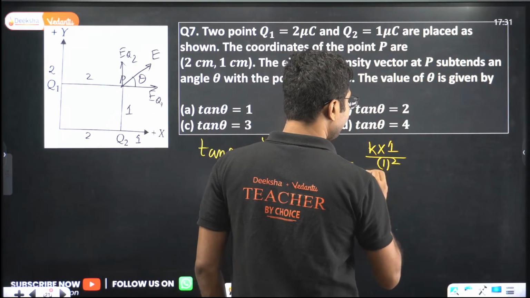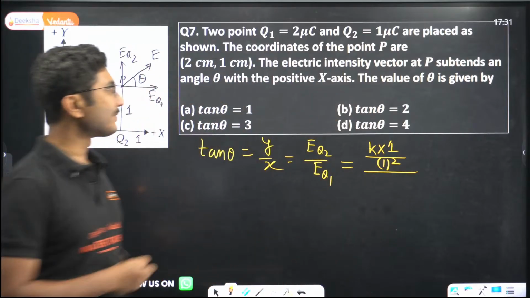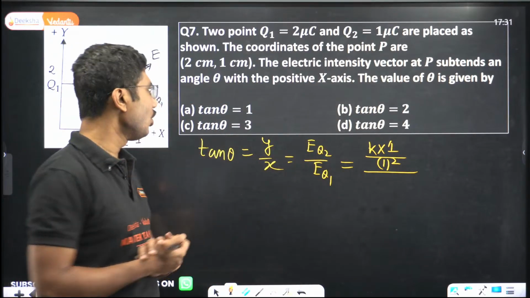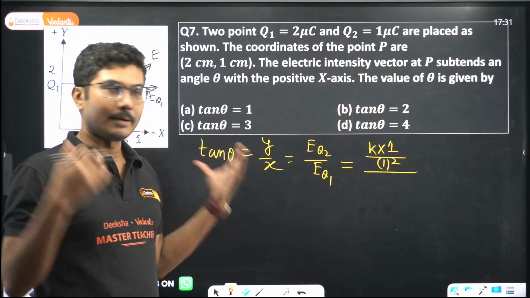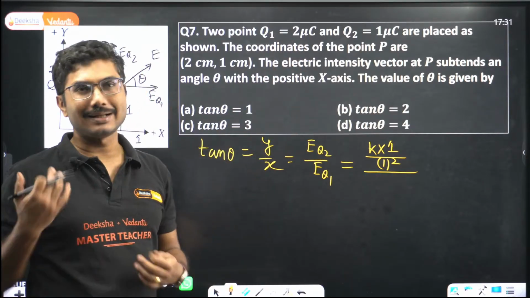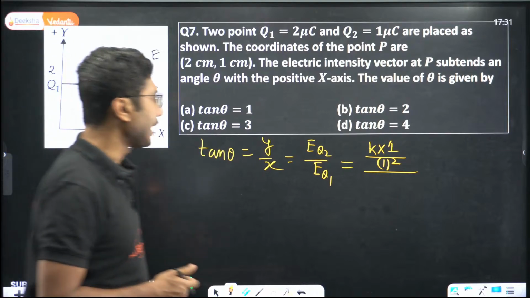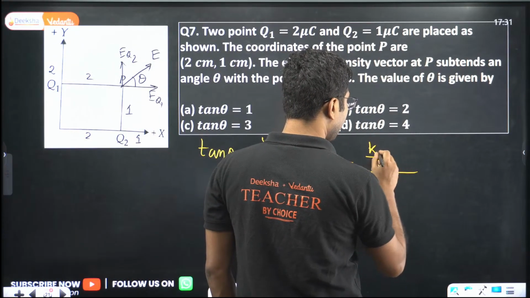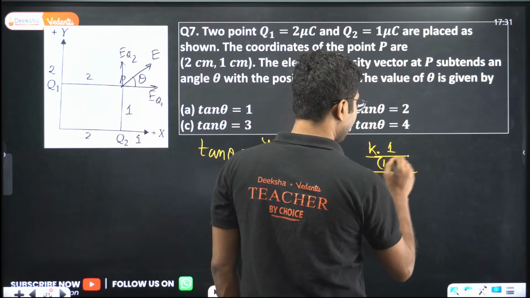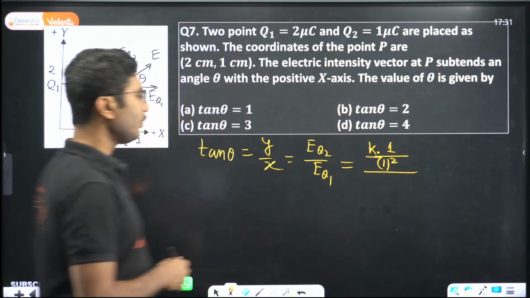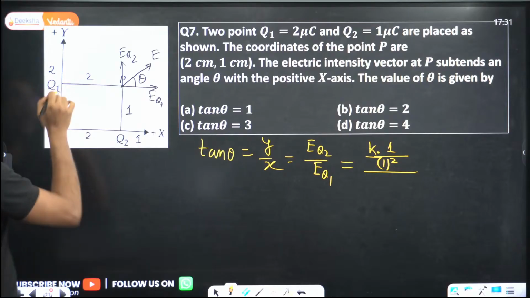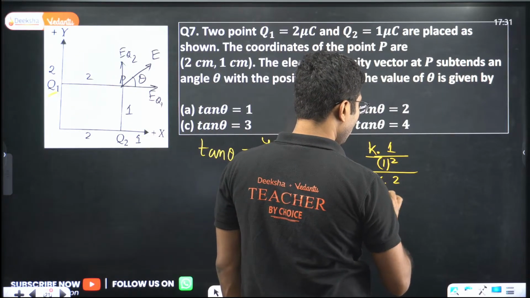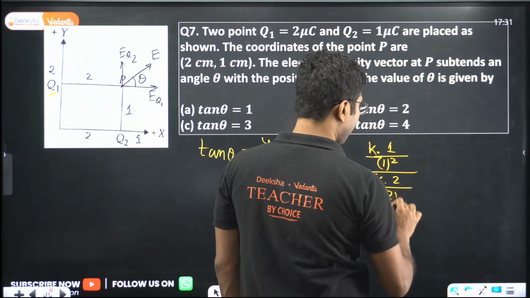Now we are not using any units because all of them have same units, so units will automatically cancel, and we are trying to find a ratio, so no need to worry. The microcoulomb, centimeters will be cancelled for this particular question, right? So you have to be smart, do not waste too much time on conversion. Okay, so K into 1 divided by 1 square. That is Q2. Now what about Q1? Q1 is K into 2 divided by 2 square.